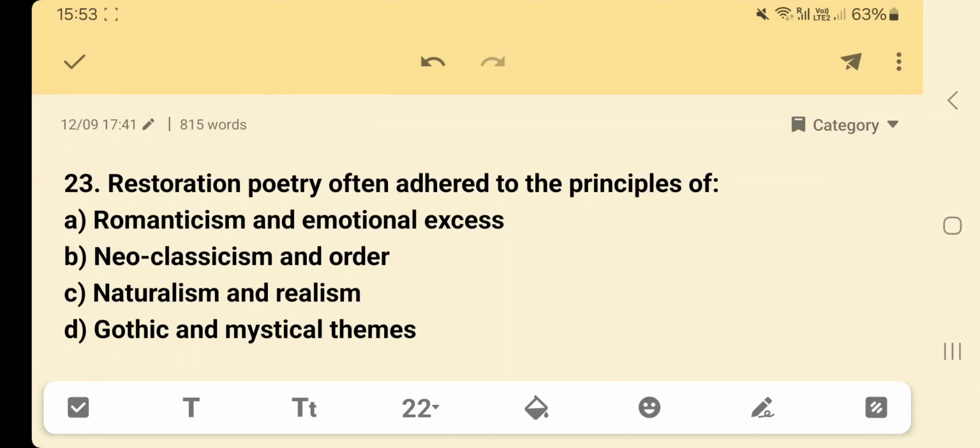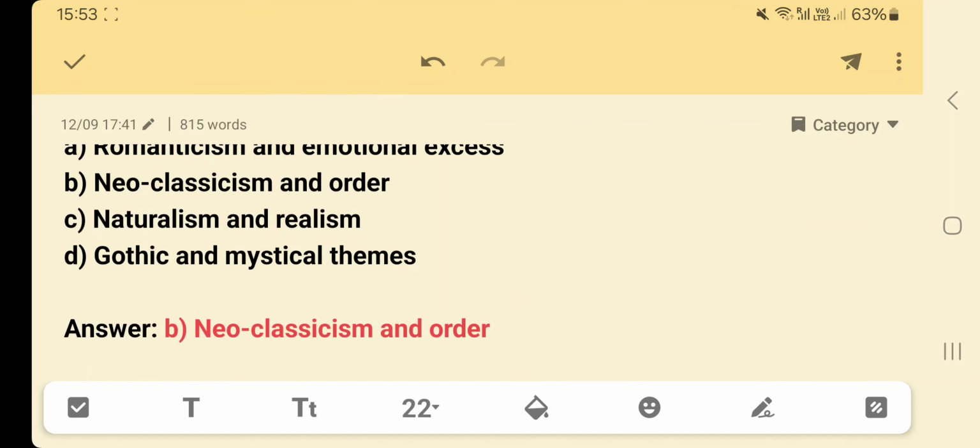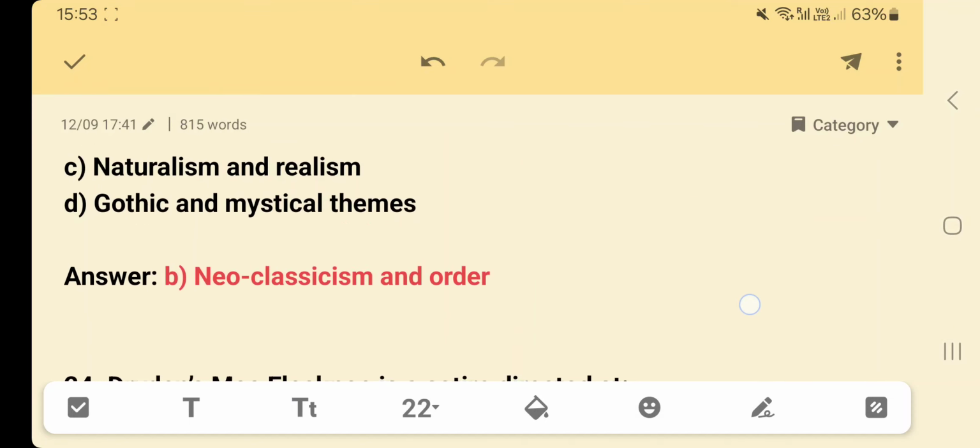Restoration poetry often adhered to the principles of option A, romanticism and emotional excess. Option B, neoclassicism and order. Option C, naturalism and realism. Option D, Gothic and mystical themes. Answer: option B, neoclassicism and order.